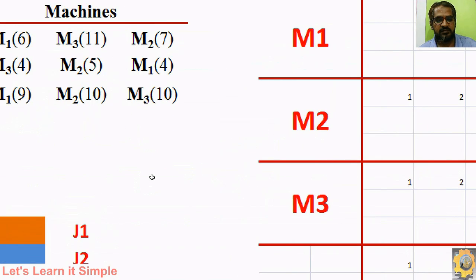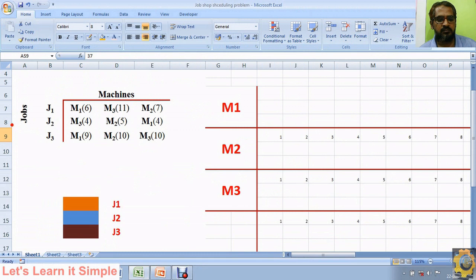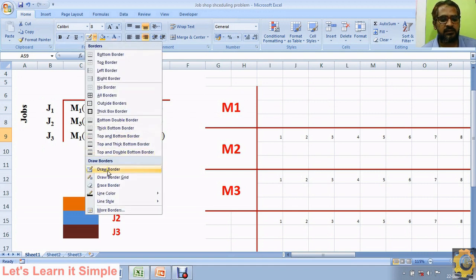Now, as we already said, based on SPT, shortest processing time, job 1 needs to go to M1 and job 3 also needs to go to M1, but based on SPT, this is selected first. Okay. Now I'm going to represent that in the table.